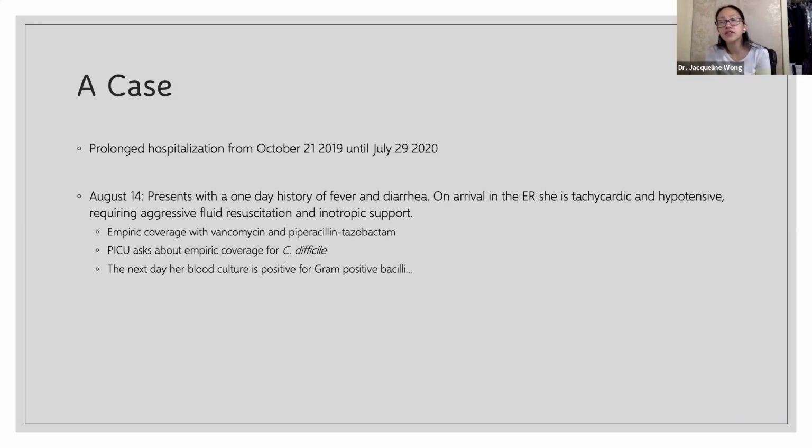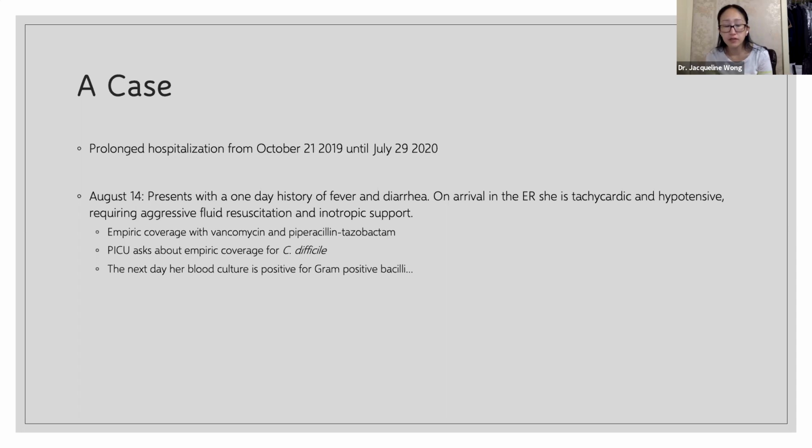And upon arrival, she was tachycardic, very hypotensive, requiring aggressive fluid resuscitation and inotropic support with almost maximal doses of norepinephrine and epinephrine. She's chronically leukopenic, and so broad-spectrum antibiotics were started.